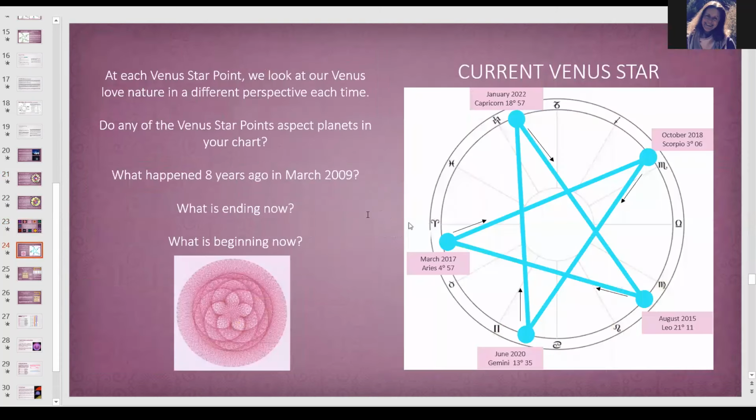At each Venus star point, we look at our Venus love nature in a different perspective each time. Do any of the Venus star points aspect planets in your own chart? What happened 8 years ago in March 2009? What is ending now and what is beginning now for you?